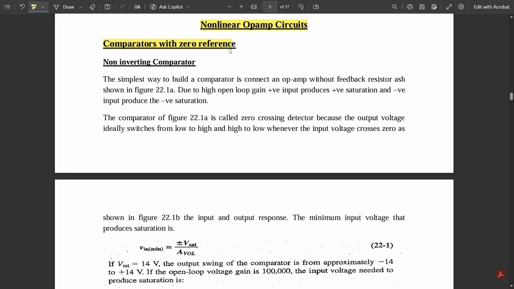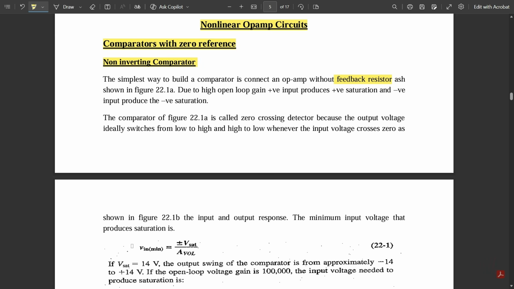Firstly, comparators with zero reference. Under that, we have the non-inverting comparator. The simplest way to build a comparator is to connect an op-amp without a feedback resistor. This is the basic definition of a comparator in terms of an amplifier. In terms of op-amp, we could simply build a comparator by not connecting the feedback resistor. Without any connection for feedback, a comparator can be built.